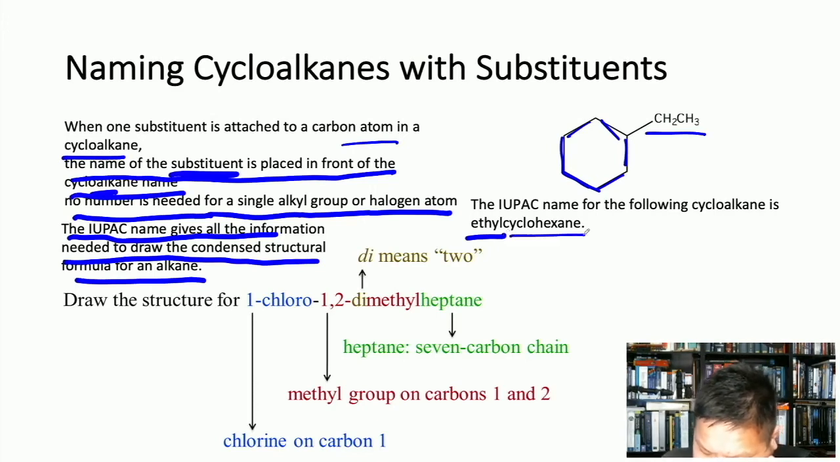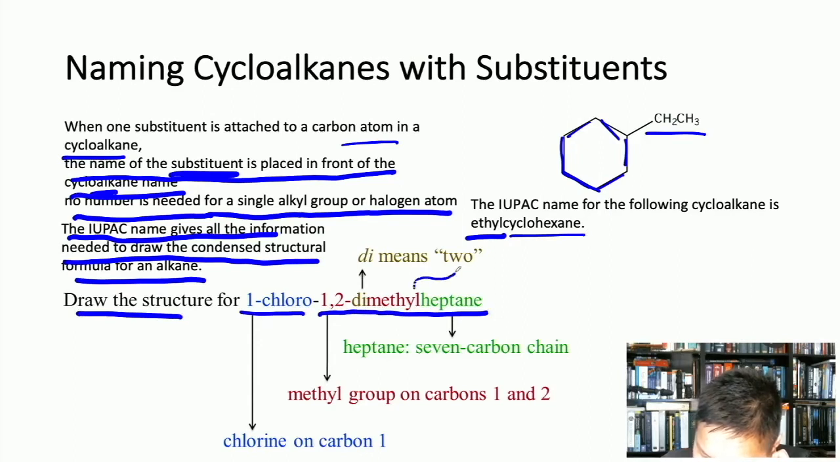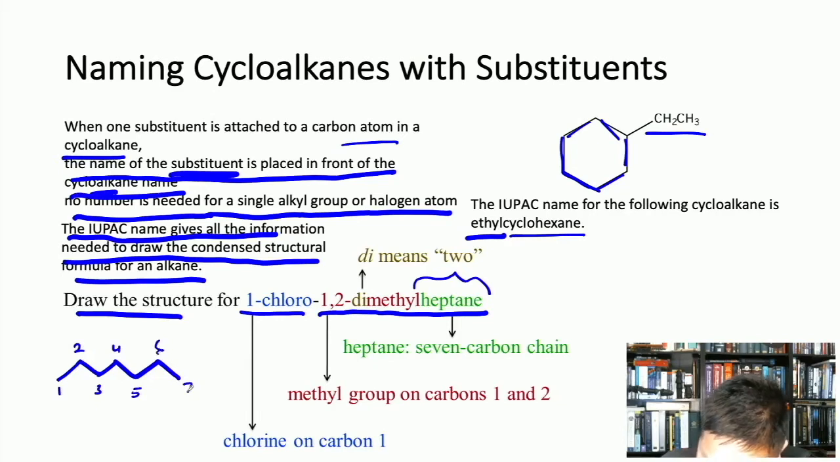cyclohexane, right? So let's try to draw the structure here for 1-chloro-1,2-dimethylheptane, right? Well, we already know that the green part here, heptane, is a 7-carbon chain, right? And that's the base of it all. So let's go ahead and draw that. 1, 2, 3, 4, 5, 6, 7, right? And if we number these carbons, 1, 2, 3, 4, 5, 6, 7, right? The name tells us where everything is. For example, 1-chloro means that there is a chlorine on the first carbon, right? As a substituent.